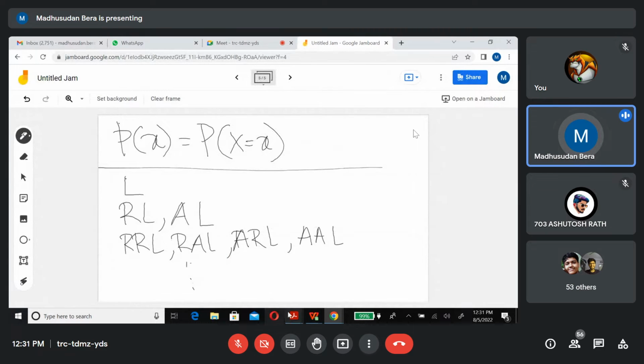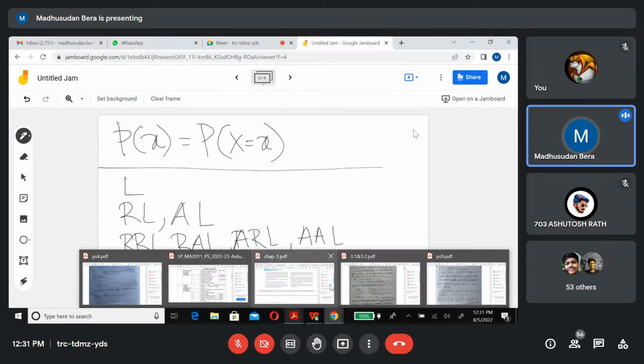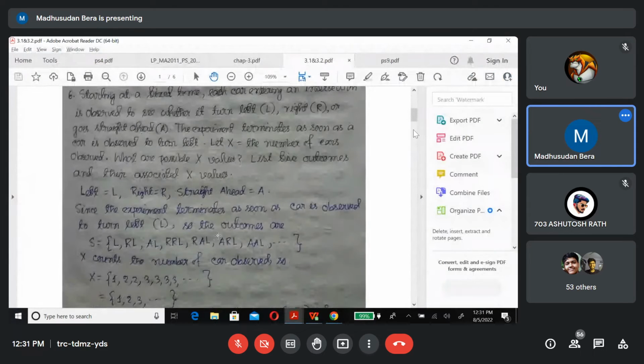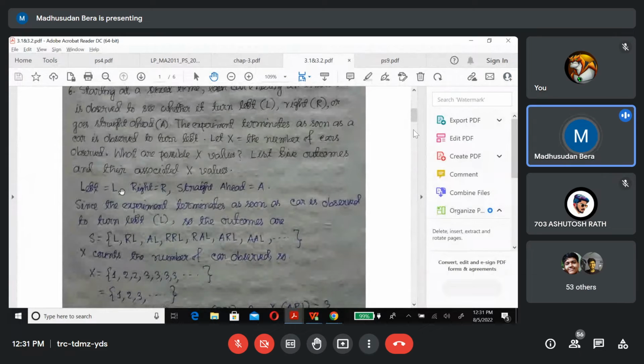Okay, so outcomes are, see here, it is written: left L, right R, straight ahead A. So outcomes will be L, RL, AL, RRL, RAL, ARL, AAL, that way. So the last one will be L, before that all are either R or A, not L, that way. So is the sample space okay for this question?